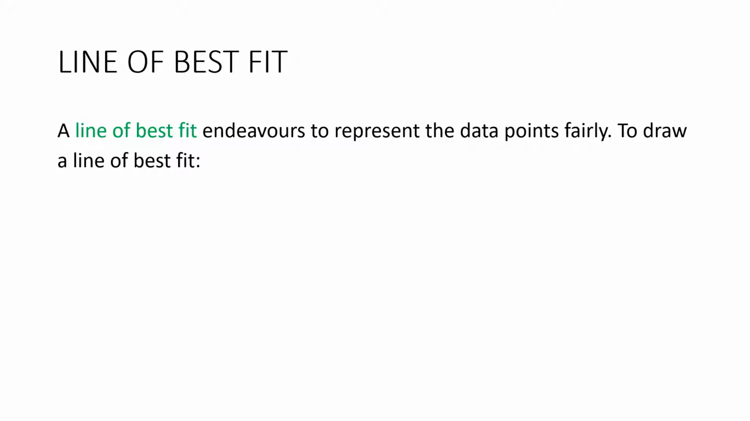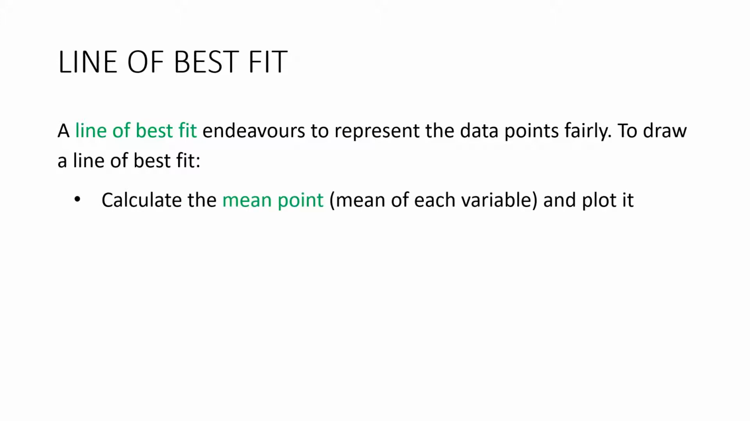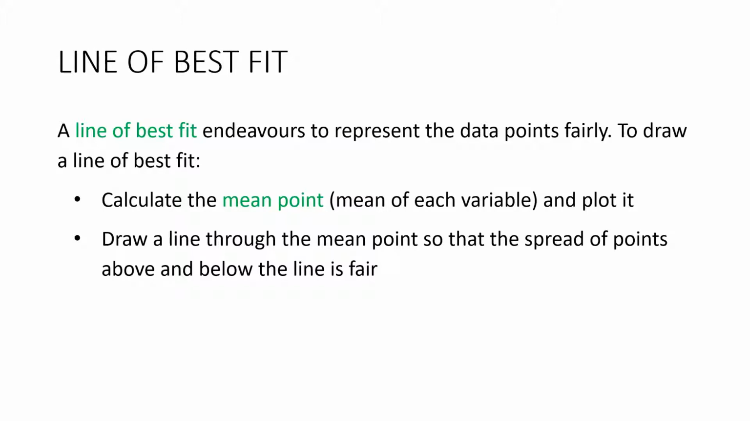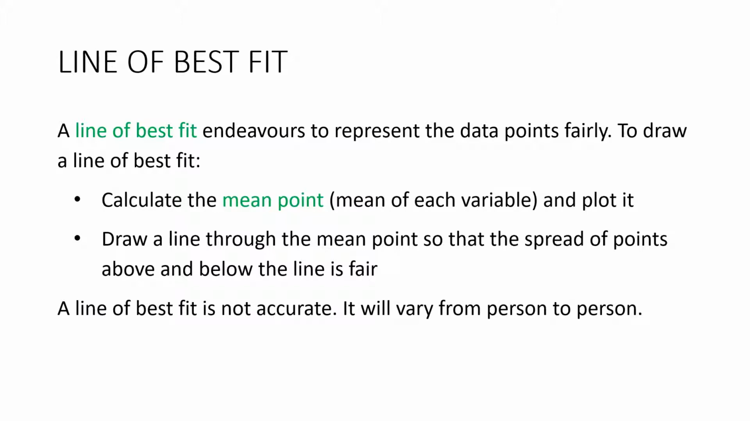Okay, let's move on to the line of best fit. A line of best fit endeavours to represent the data points fairly. When we go to draw a line of best fit, we calculate the mean point. That's the mean of the x's and the mean of the y's, and we plot that point. And then we draw a line through the mean point so that the spread of points above and below the line is fair.